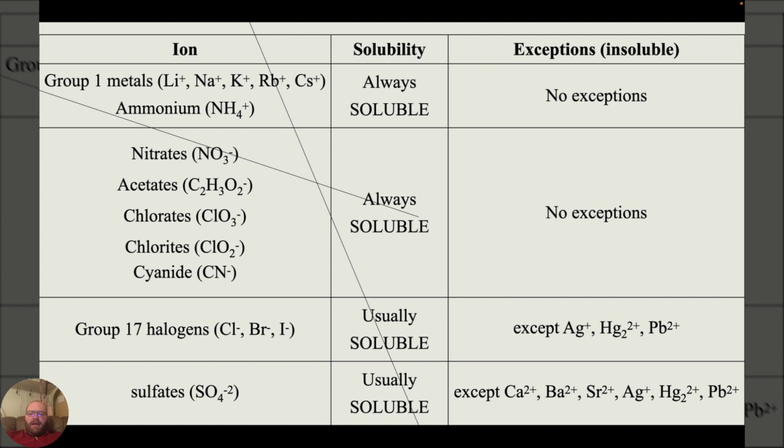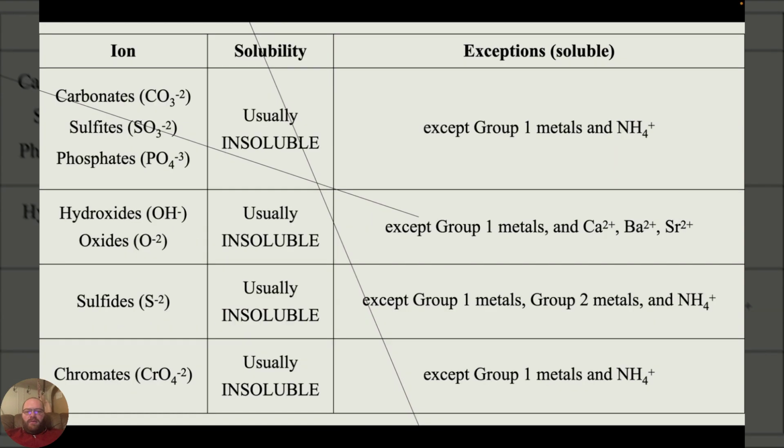And then last row there is the sulfates, SO4, usually soluble. And then you've got 6 exceptions there. Those first 3, calcium, barium, and strontium, are group 2 metals. And then the same 3 that were in the one before, those are some transition metals, and they render it insoluble. So if those are mixed with sulfate, they are insoluble.